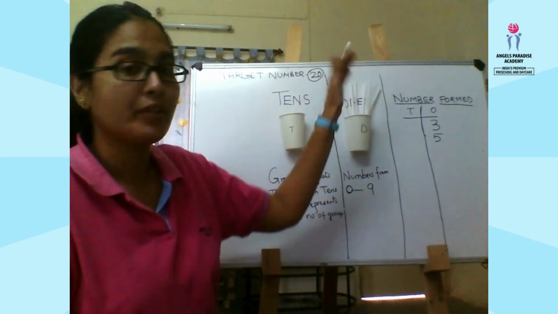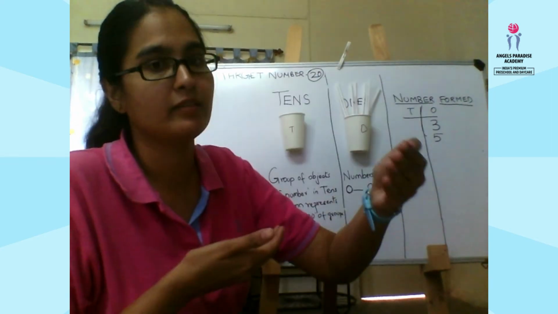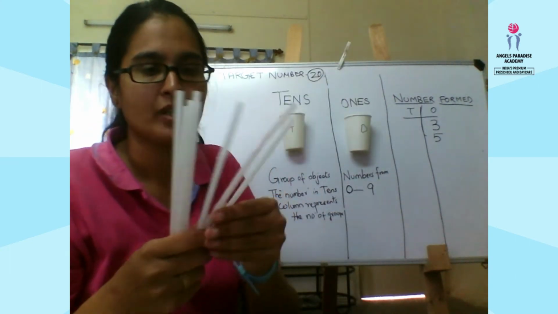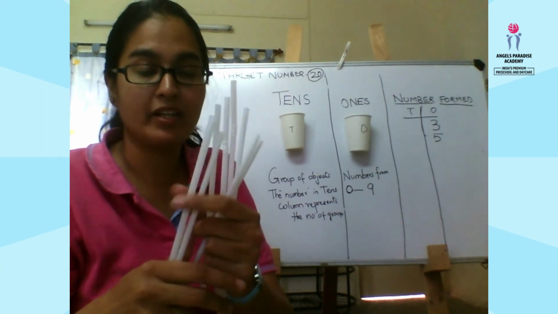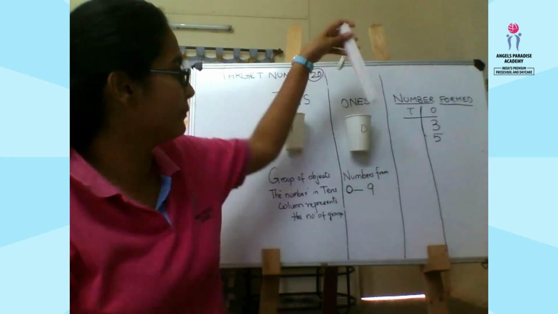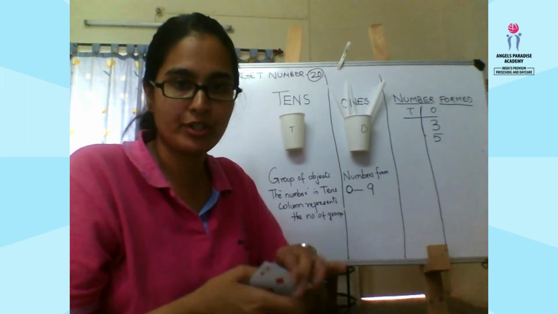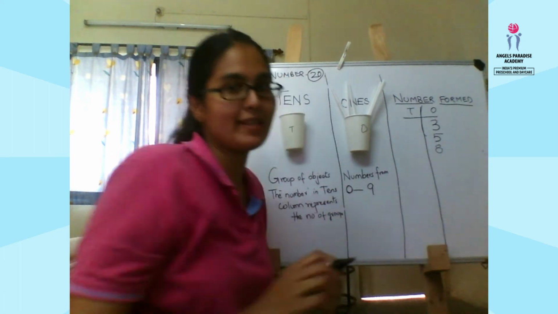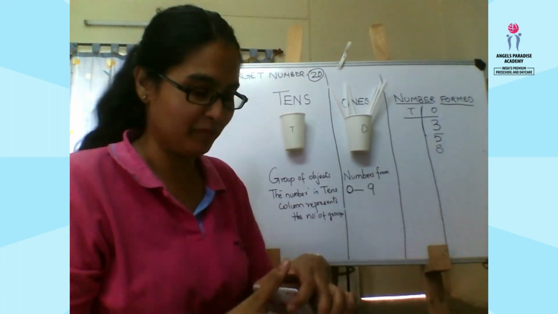So now, can you count and find out whether we have reached 9 or crossed 9 straws? Can we count it and check? 1, 2, 3, 4, 5, 6, 7, 8. No, not 9. 8 is a single digit number, so we can keep it in the ones column. So the total number is 8. How many straws do we have in total? 8 straws. The number is 8 now.